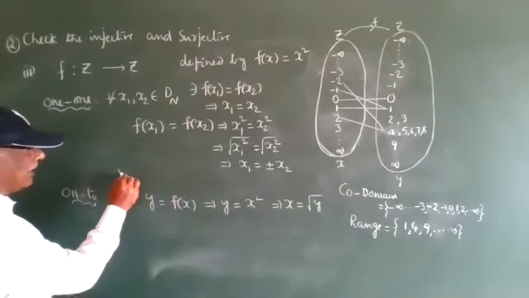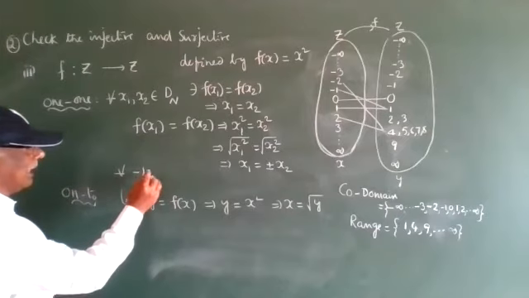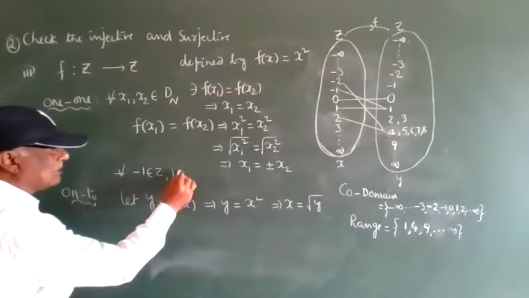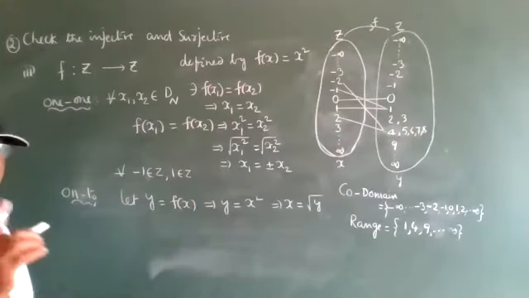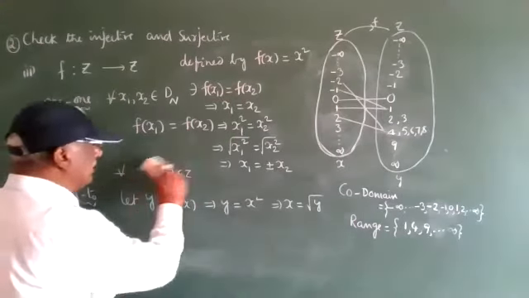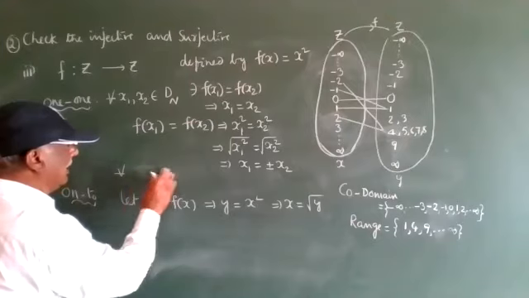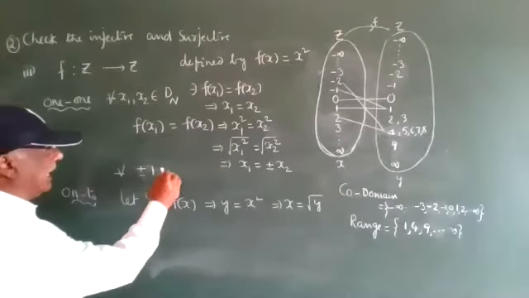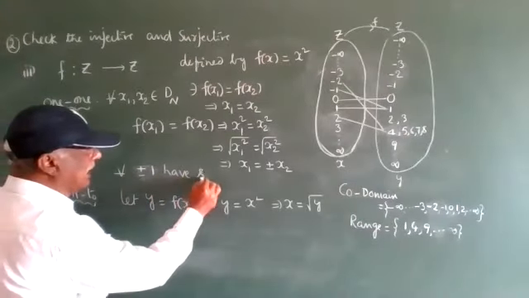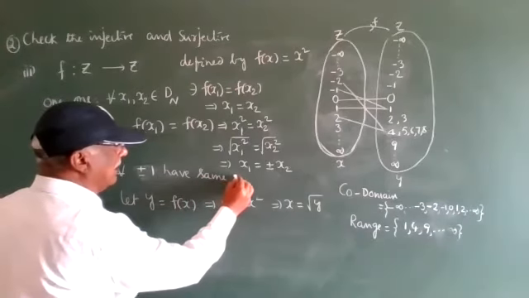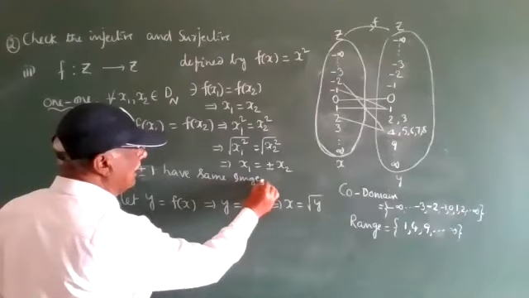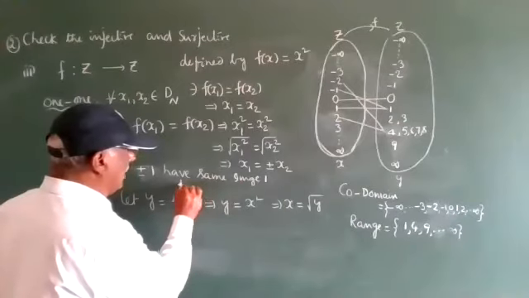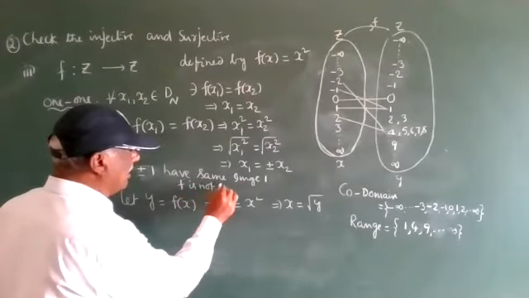I will write, see, for all minus 1 belongs to Z, plus 1 belongs to Z. So its image is both minus 1 and plus 1. Minus 1 and plus 1 have the same image 1. Therefore, f is not one-one.